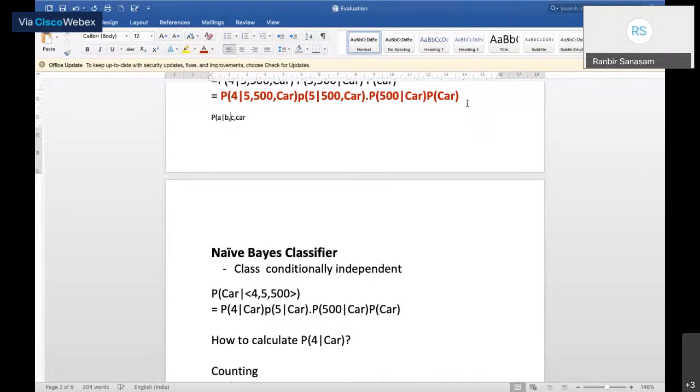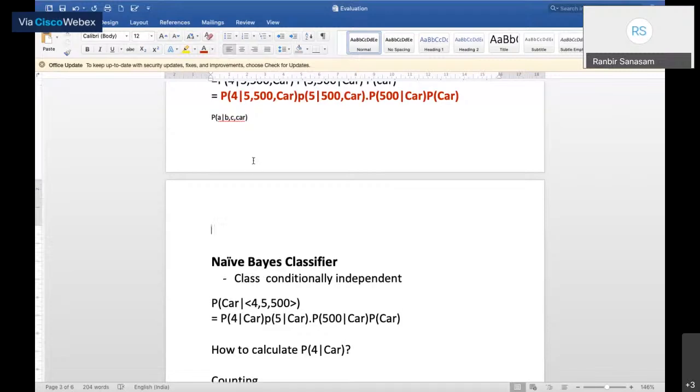Okay. Class conditional independence basically means the features are conditionally independent. So A and B are conditionally independent, meaning the occurrence of A is independent of the occurrence of B. In probability, when A and B are independent of each other, the probability of A given B is equivalent to the probability of A, right? For the simplification, this expression can now be simplified as the probability of A given car.